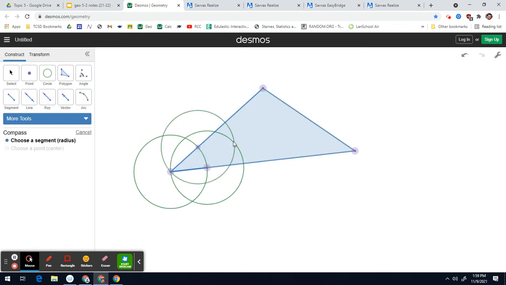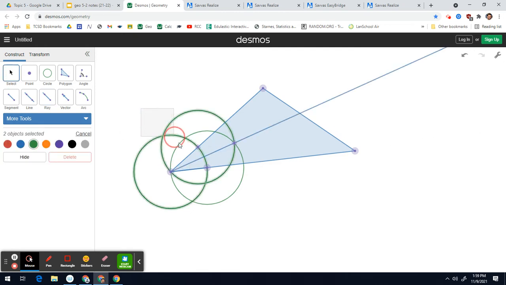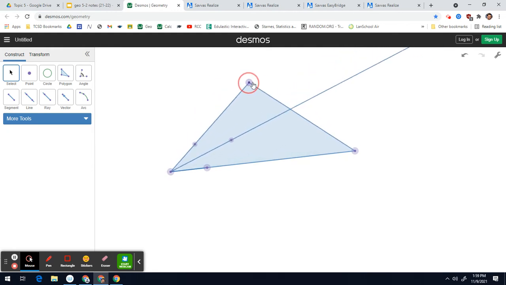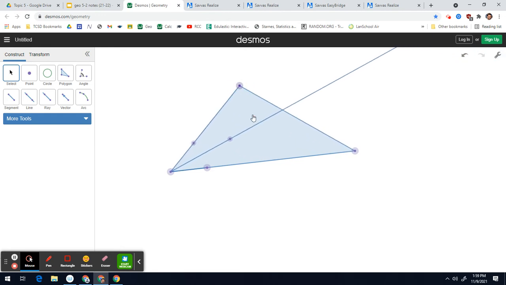Where those two circles intersect, pretend I made two arcs out there, that is going to be the second point on my angle bisector, and I will connect that corner with that point to create one of the angle bisectors. Done. And I will hide the circles. You can click the arrow, click and drag, and click hide. And that should hide the circles. There we go. And again, if I move that angle, the angle bisector moves with it.